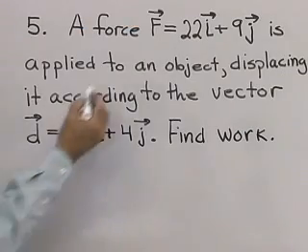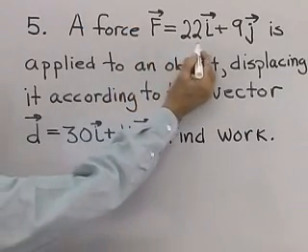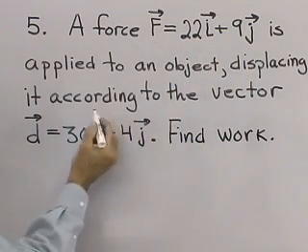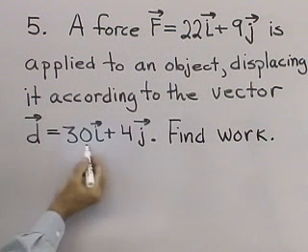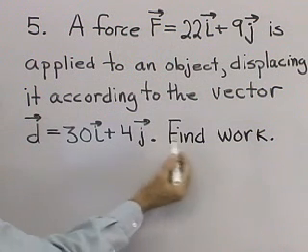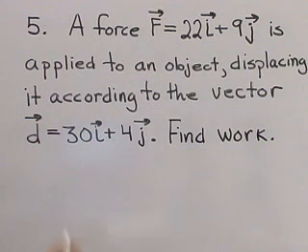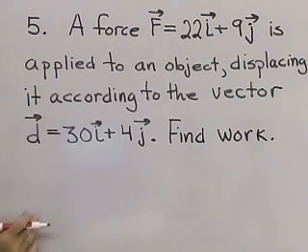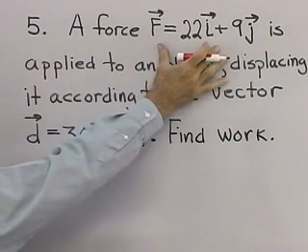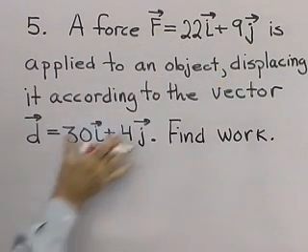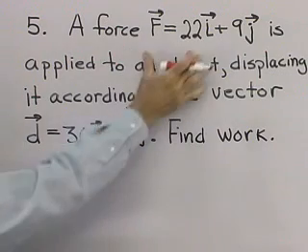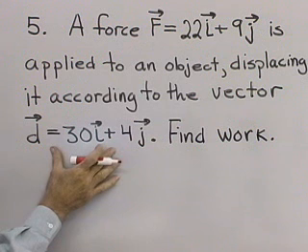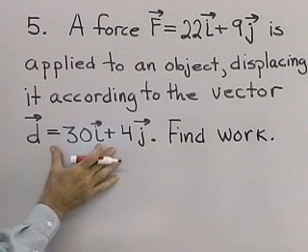For problem 5, we have a force F, which is equal to 22I plus 9J, is applied to an object, displacing the object according to the vector D equal 30I plus 4J. Find the amount of work done. Well, you know from reading the book that if I take the dot product of these two vectors, I'll end up with the work. Now we're going to assume that force is given in pounds and distance is given in feet. So a force represented by this vector is applied to an object and it displaces the object this many feet according to this vector.